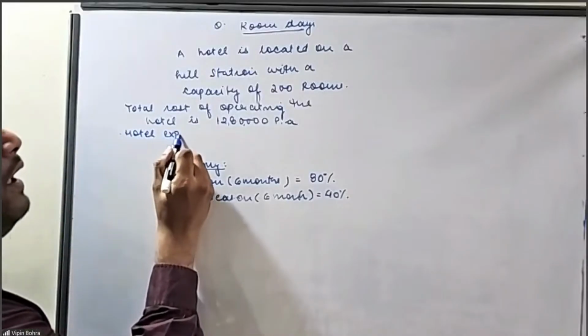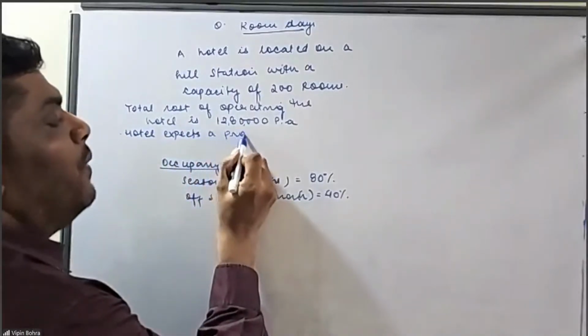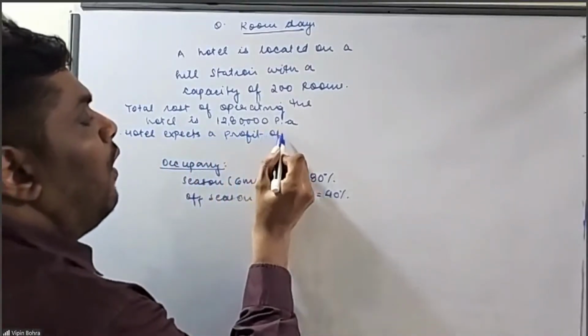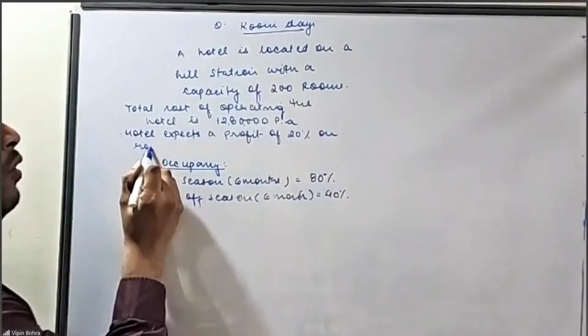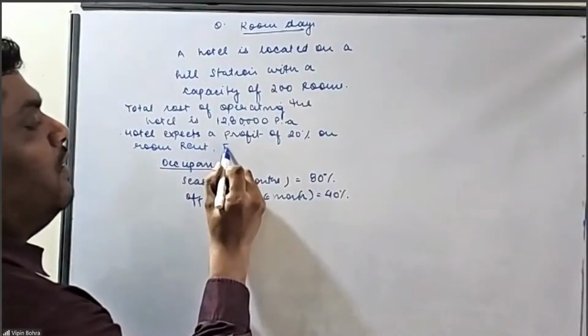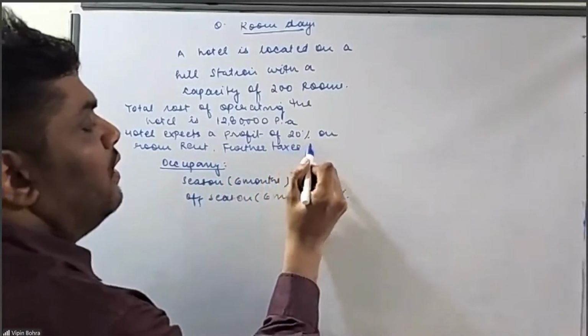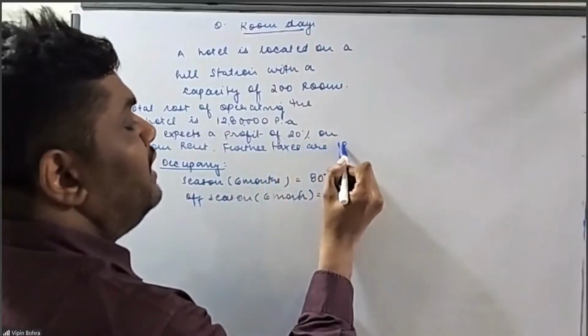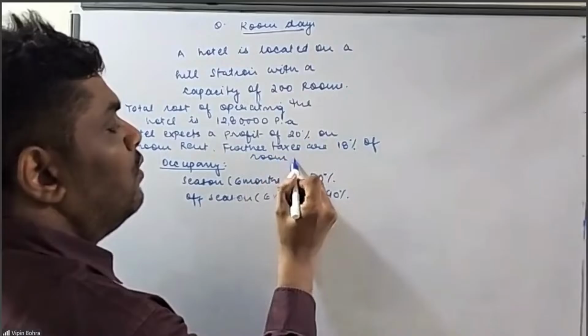Hotel expects a profit of 20% on room rent. Further, taxes are 18% of room rent.